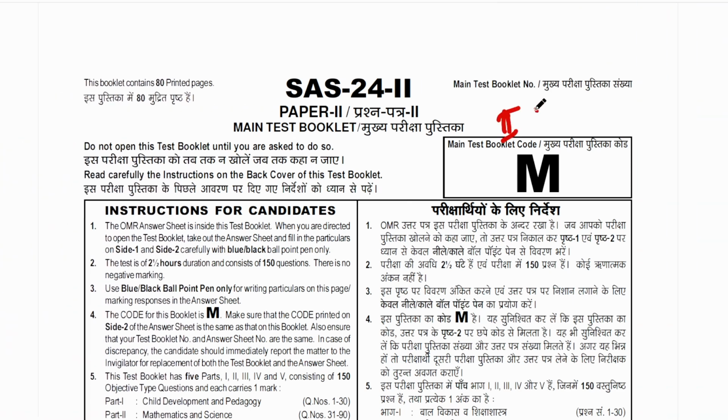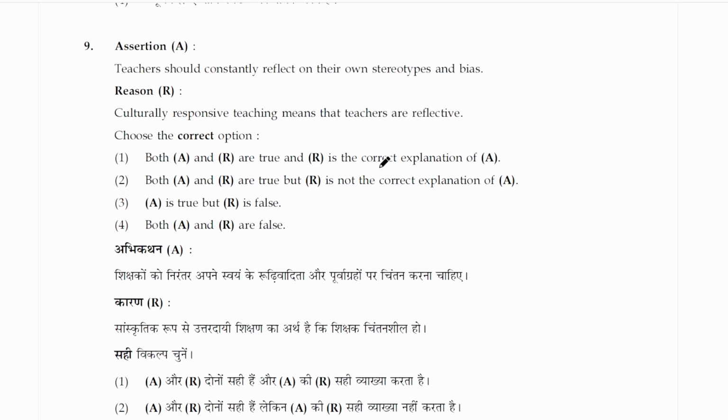Let's move on to paper 2 of January 2024. So this is paper 2 of Jan 2024, and we have question 9, which says teachers should constantly reflect on their own stereotypes and biases. So definitely they should. So A is true. Why?